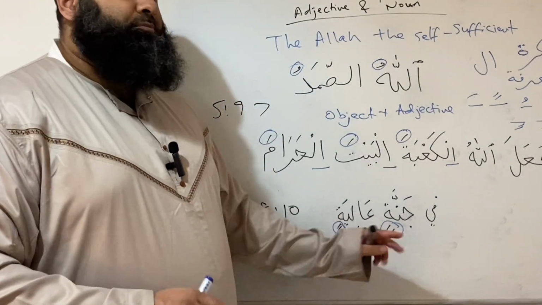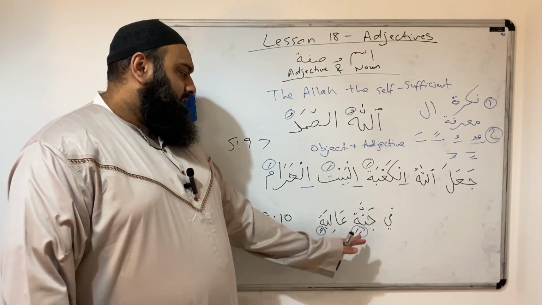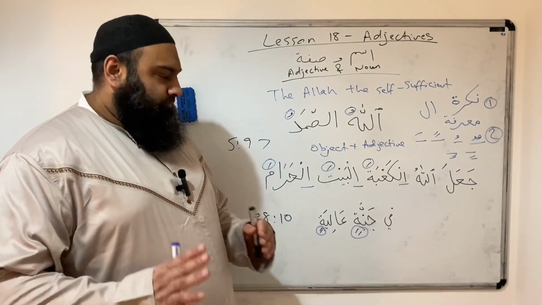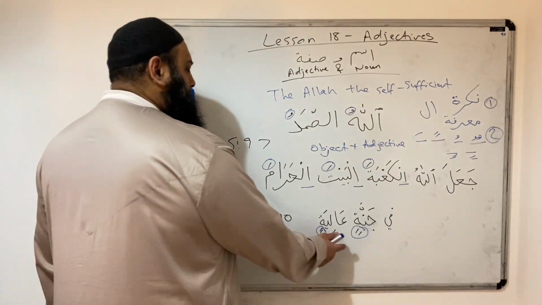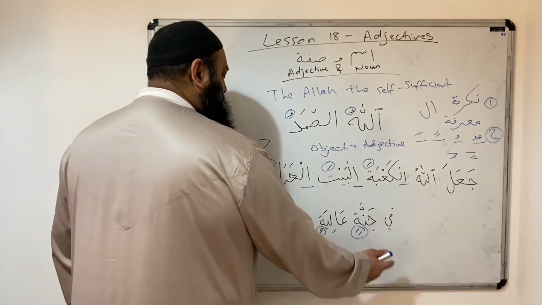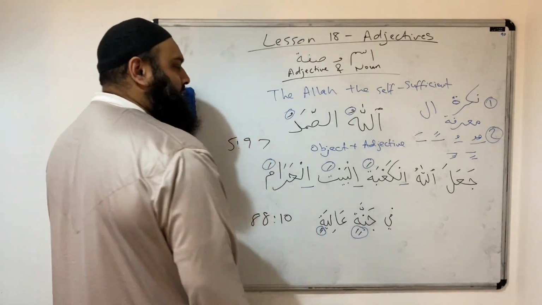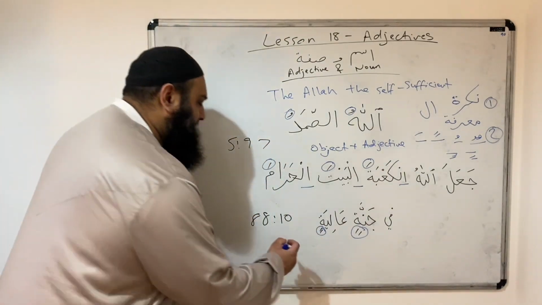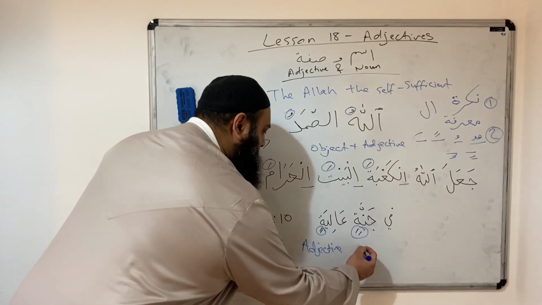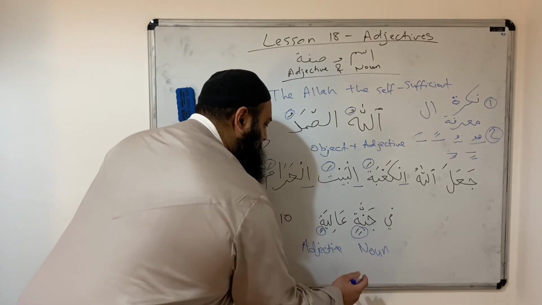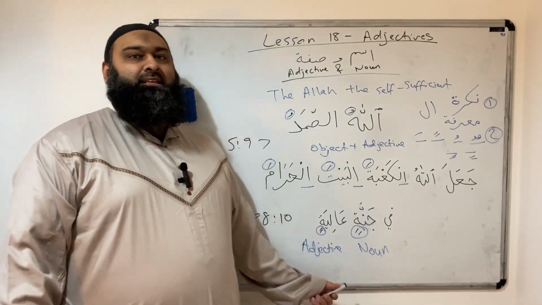Does Jannah have alif lam? No, it's nakira. Does Aliyah have alif lam? No, it's nakira. Is it taking a kasratain, tanween? Yes. So these two are the ism and the sifa, the noun and the adjective. It's an elevated garden. The other thing is that the adjective comes second. First there's the noun and then there's the adjective.